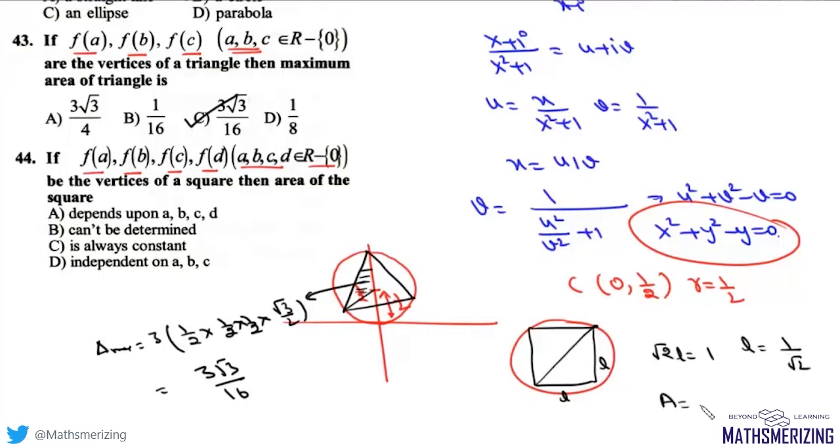Then the area of the square will be simply L square, and L square is 1 by 2. Here this square is always constant and is independent of a, b and c. That's your options C and D. So this area must be 1 by 2.